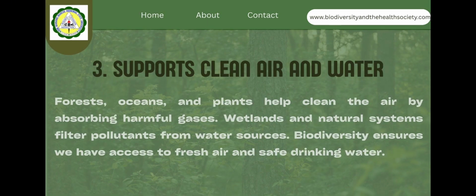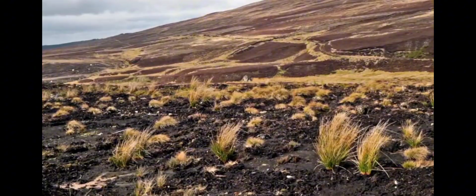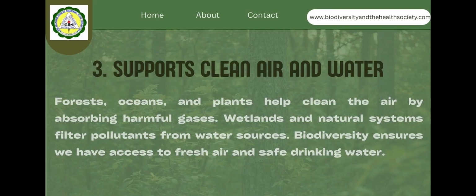And number 3: it supports clean air and water. Forests, oceans, and plants help clean the air by absorbing harmful gases. Wetlands and natural systems filter pollutants from water sources. Biodiversity ensures we have access to fresh air and safe drinking water.